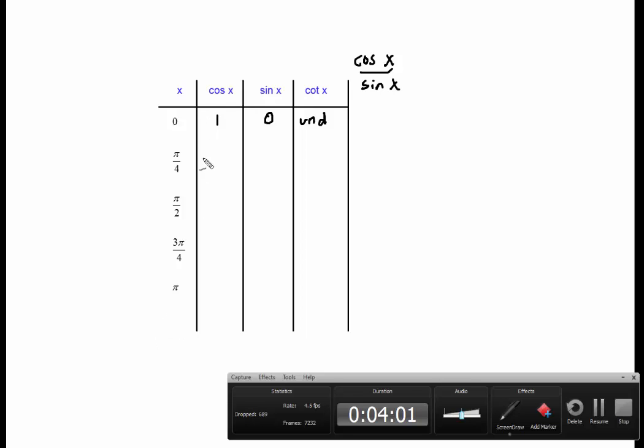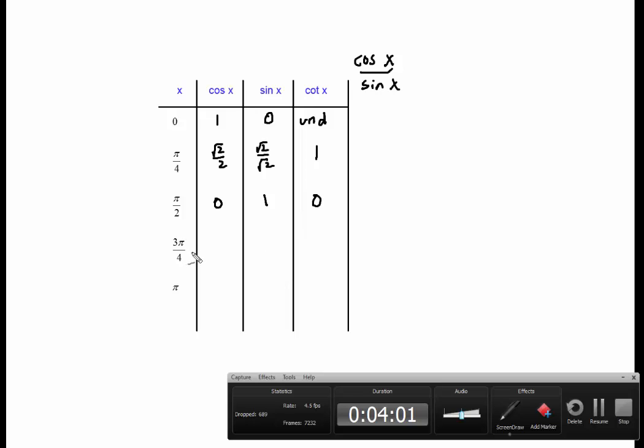All right, at pi over 4, where are we at? Well, been down this road before. Square root of 2 over 2, square root of 2 over 2. Anything divided by itself is 1. At pi over 2, the cosine is 0. The sine is 1. We get 0 over 1 is 0.